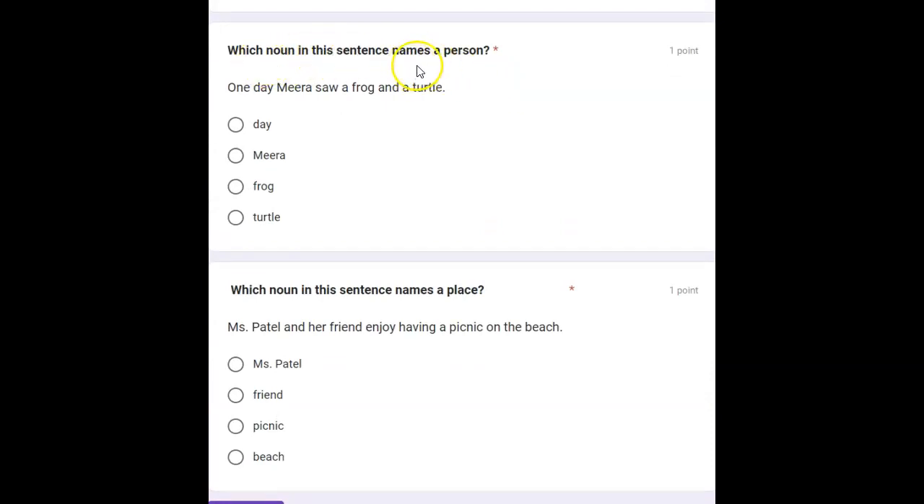Which noun in this sentence names a person? One day, Mira saw a frog and a turtle. So, remember to read the directions. Which noun in this sentence names a person? Day, Mira, frog, or turtle? Next question. Which noun in this sentence names a place? Miss Petal and her friend enjoy having a picnic on the beach. Miss Petal, friend, picnic, or beach. Remember to read the direction to give you the hint.